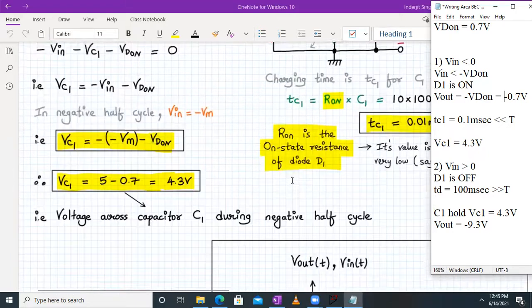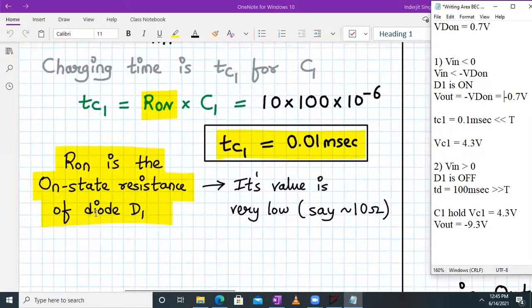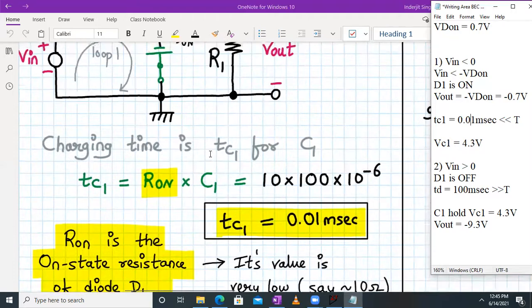And why it charges instantaneously, we have seen this before. Right now, Ron is the on state resistance of the diode. We take it around 10 ohms, for example, and C1 value is 100 microfarad. So our charging time will be 0.01 millisecond here, which is much less than the time period, which is 1 millisecond given.